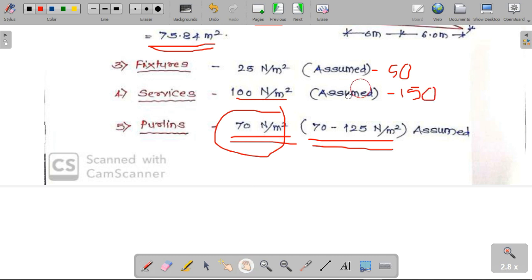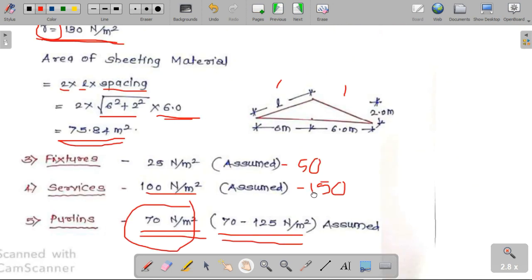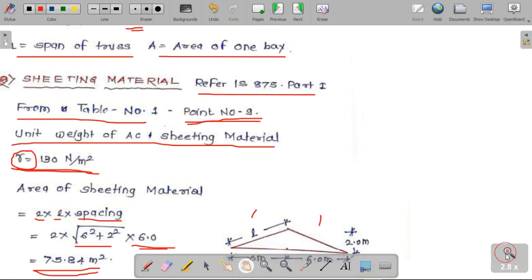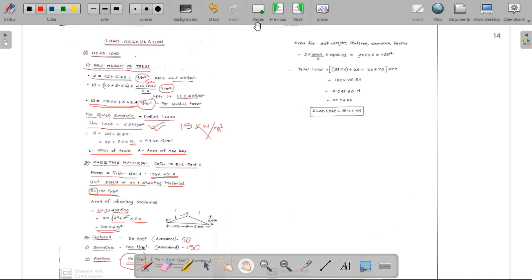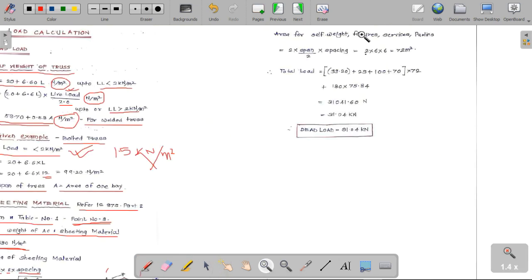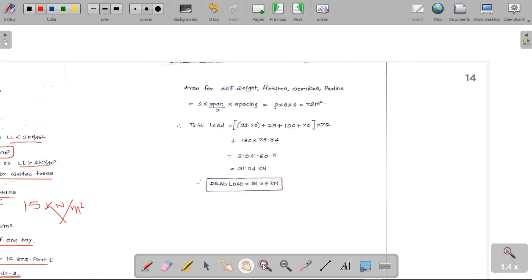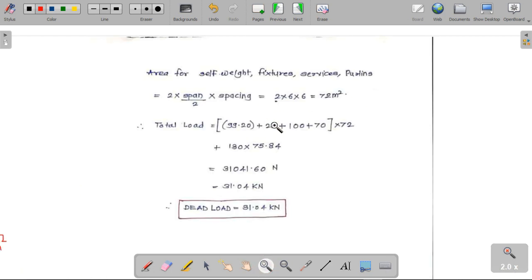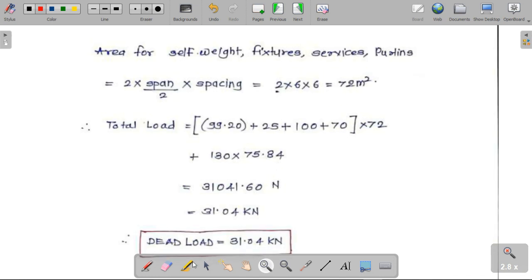Now the next part is we have to calculate the total load. Just now we have calculated only the area and the intensity. So now we have to calculate the total loads, and total load will be calculated considering the area multiplied by the intensity. Now the intensity of load for the self-weight, fixtures, services and purlins will act on the plane area. So this is the plan area of the truss.